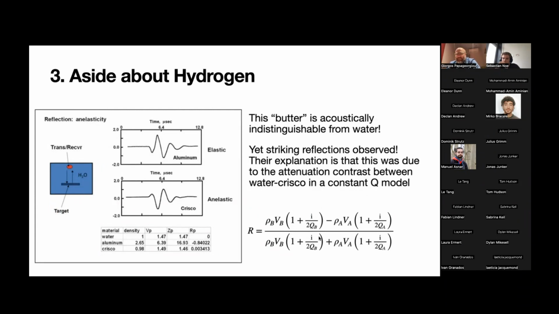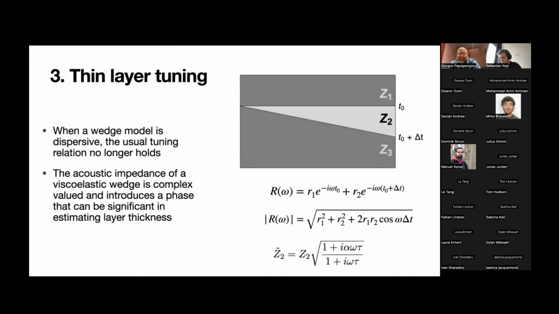And they did that using a constant Q model, which is not causal, but they assume that that's the reason. So we did more or less the same thing, assuming a causal interface, and that's what we're expecting to use to see the hydrogen when it's pushed up by CO2. So that's one application. Another application where this viscoelasticity issue is important is thin layer tuning.